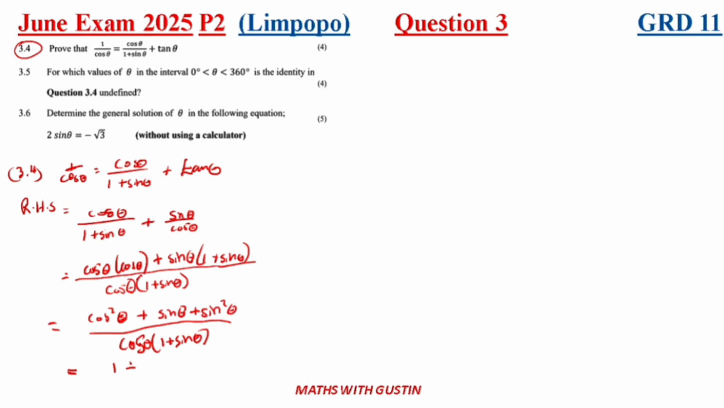It gives us 1 plus sine theta all over cos squared theta times 1 plus sine theta, right? So now you can see that 1 plus sine theta is at the top and also at the bottom, so therefore we can cancel this one out. We're going to be left with 1 over cos theta, which is equal to the left hand side.